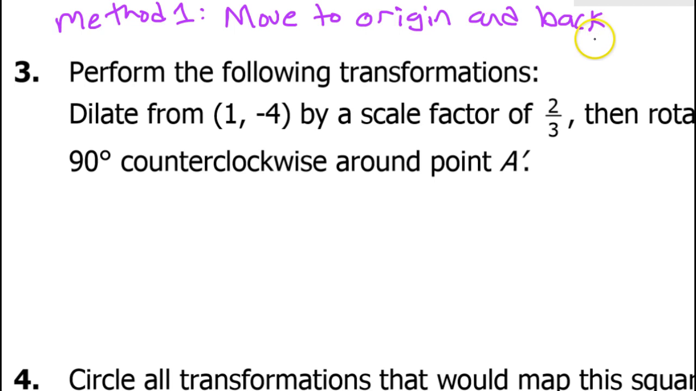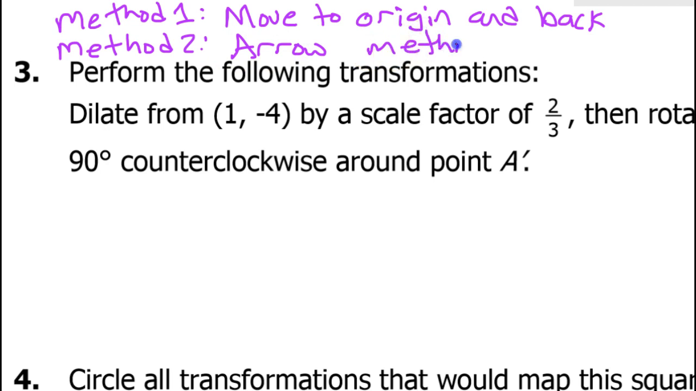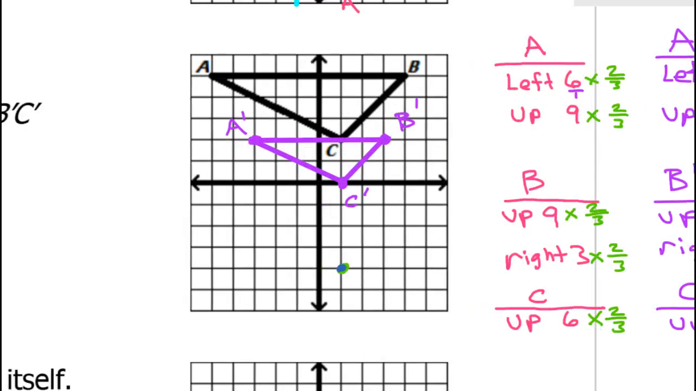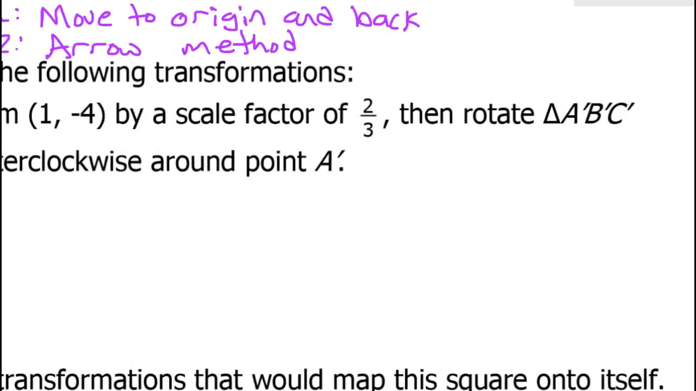All right, this is the method that we have to do if we don't have a graph. Method 2 is called the arrow method. And if we have a graph, we can do the arrow method, and it really turns out to be similar to what we've been doing with these dilations. So I'm going to use the arrow method this time.